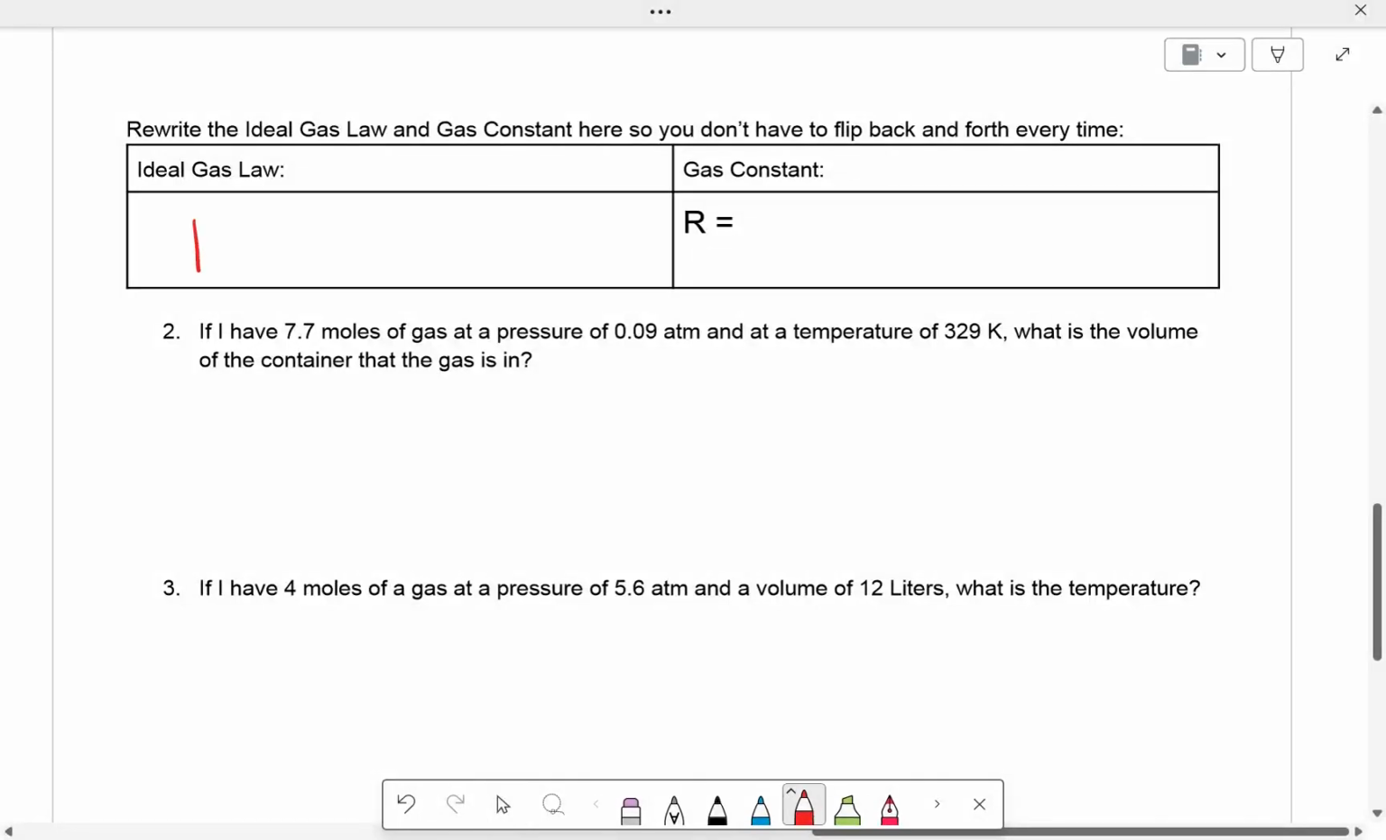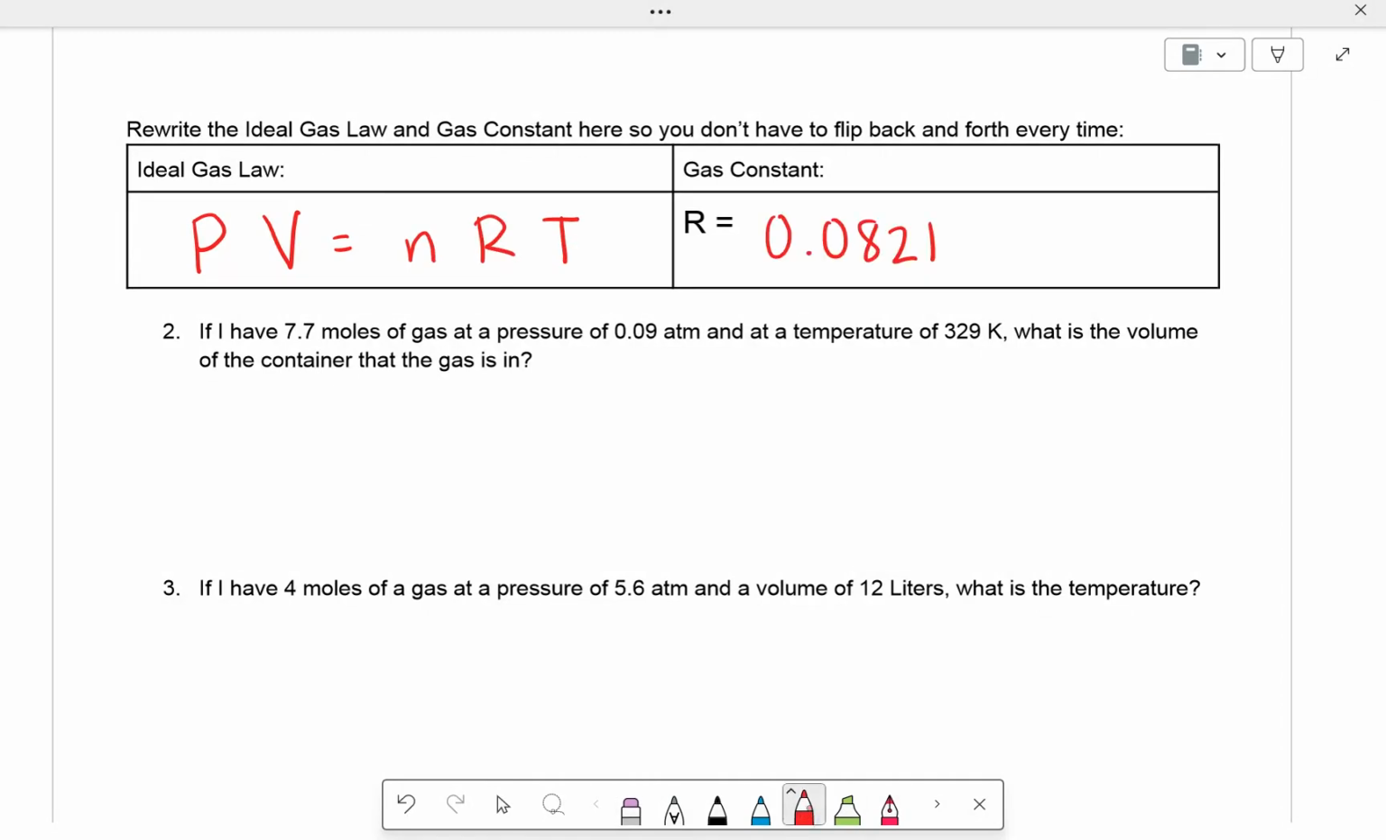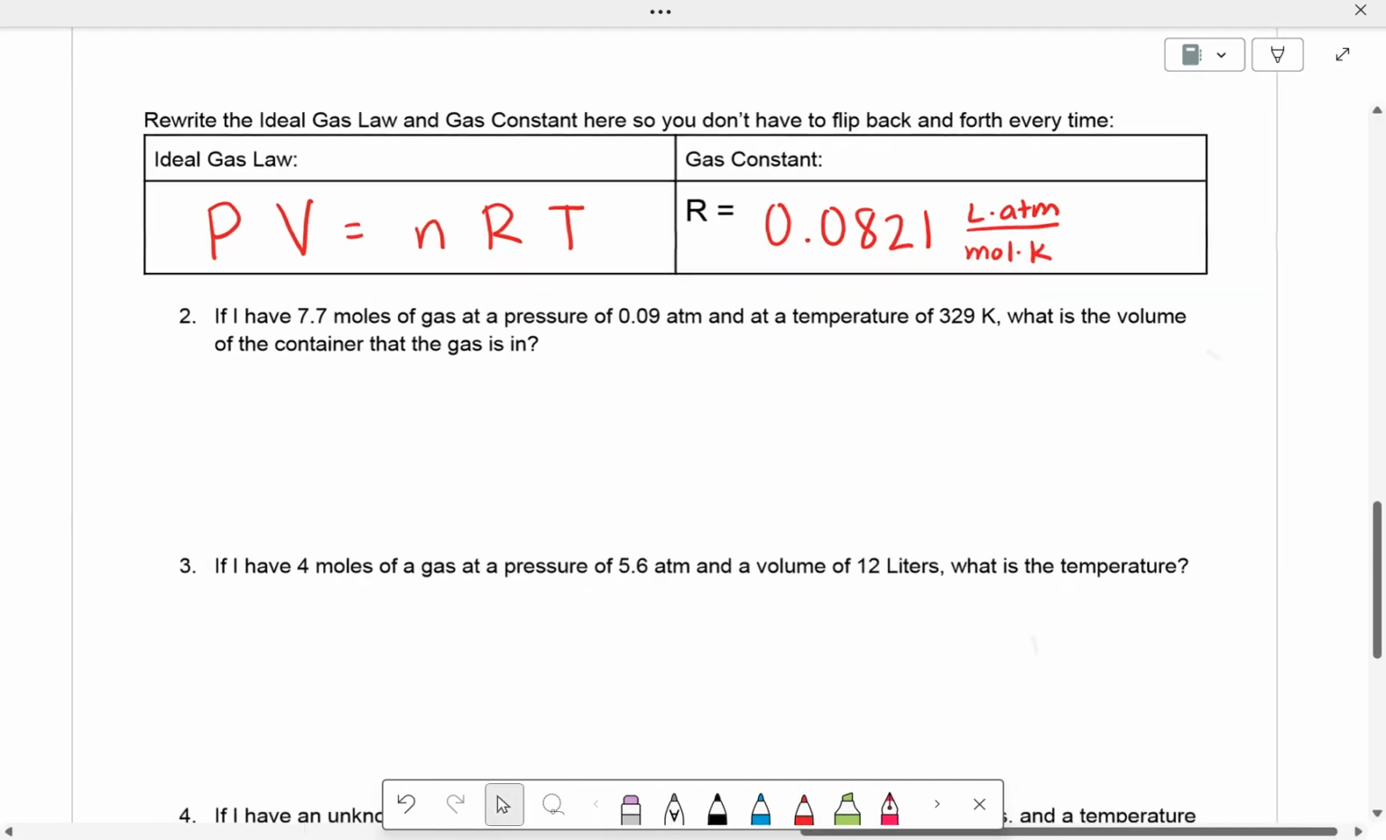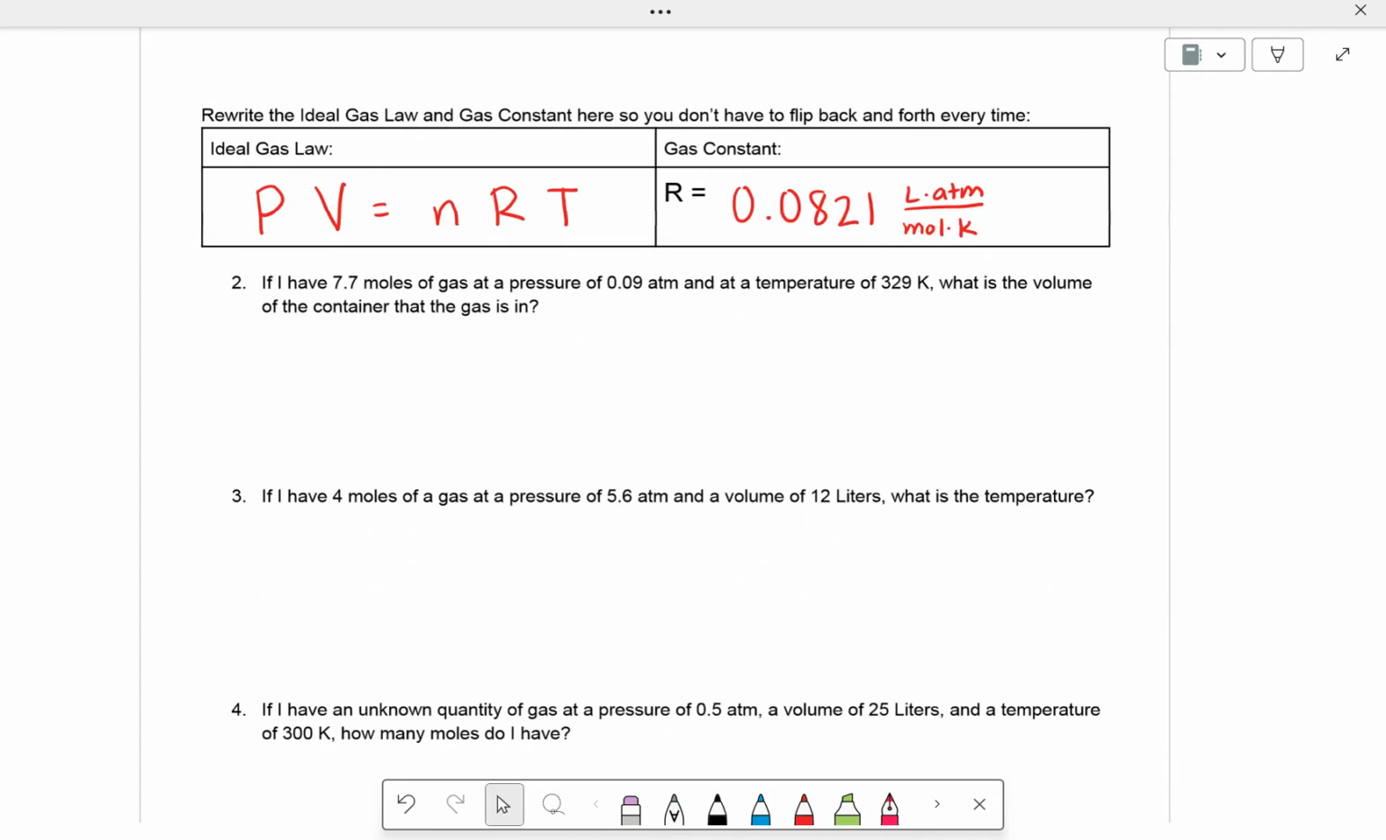Again, on this backside, rewrite your gas law. I would even put in the units that you use for each one here. And our gas constant for this unit is always going to be liters times atmosphere divided by moles times Kelvin. So go ahead and see if you guys can answer the rest of these.